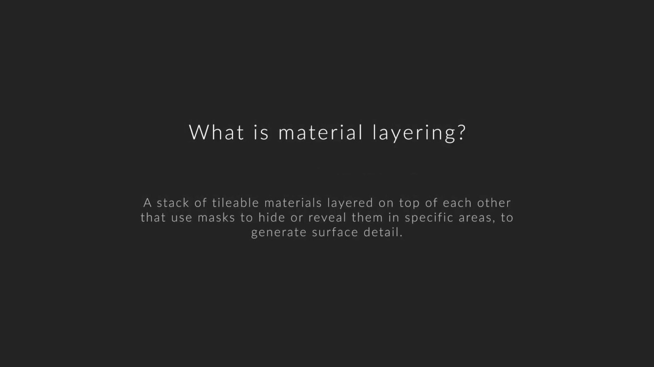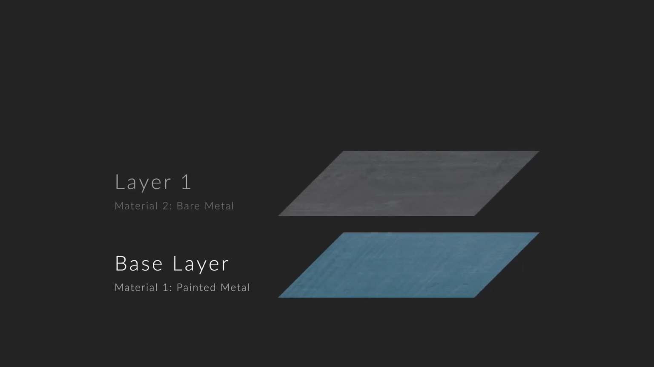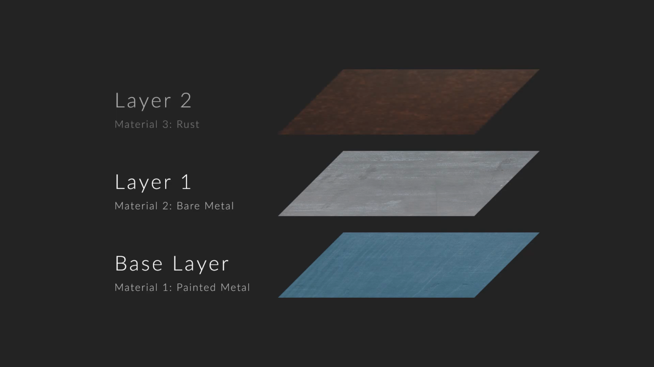Now, let's take a look at Material Layering System, a method that allows us to build complex materials by blending together a bunch of much simpler base materials. It's called material layering because you literally stack materials on top of each other in the same way you would stack layers in something like Photoshop, for example.